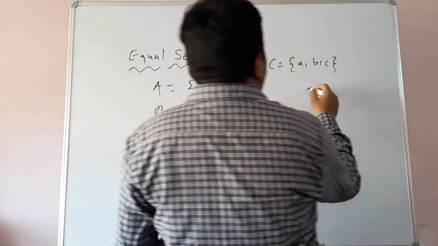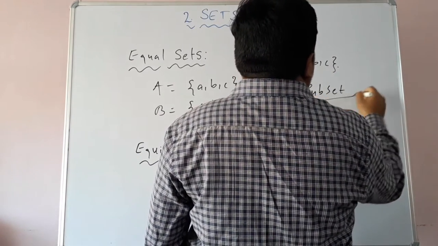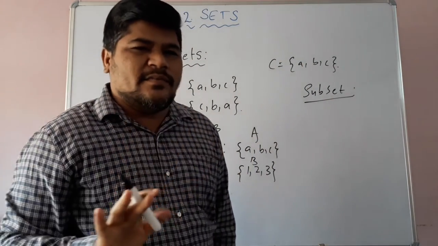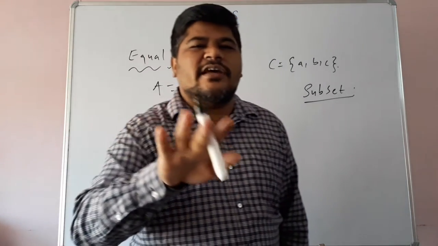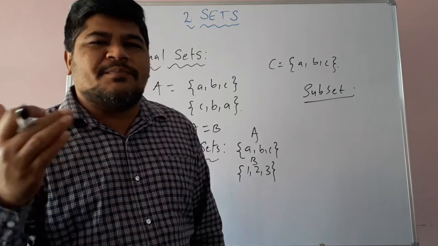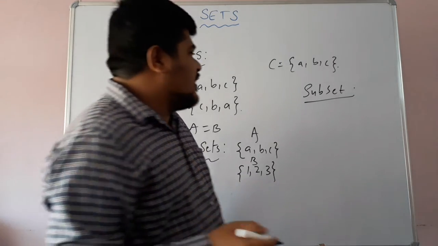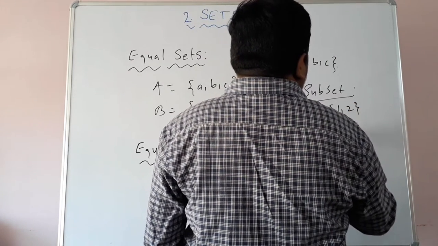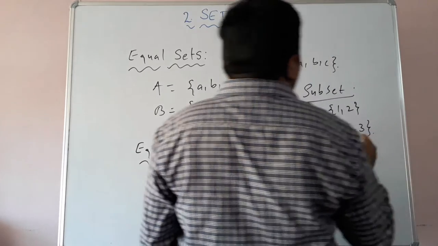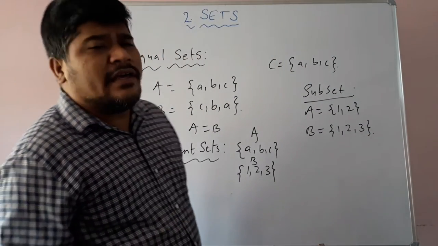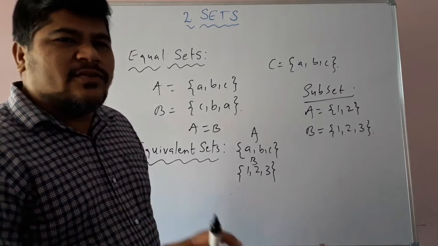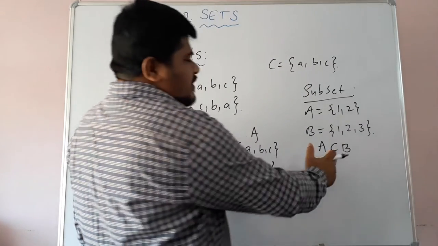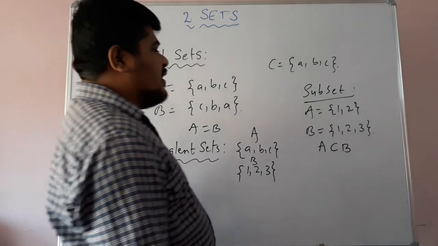And next, children, subset. If all the elements of set A are also there in B, then set A is said to be a subset of B. Suppose A is equal to 1, 2, and set B is equal to 1, 2, 3. Whatever elements are there in set A are also there in B. So we can say A is a subset of B. This is the subset symbol, children. Here, A subset B.